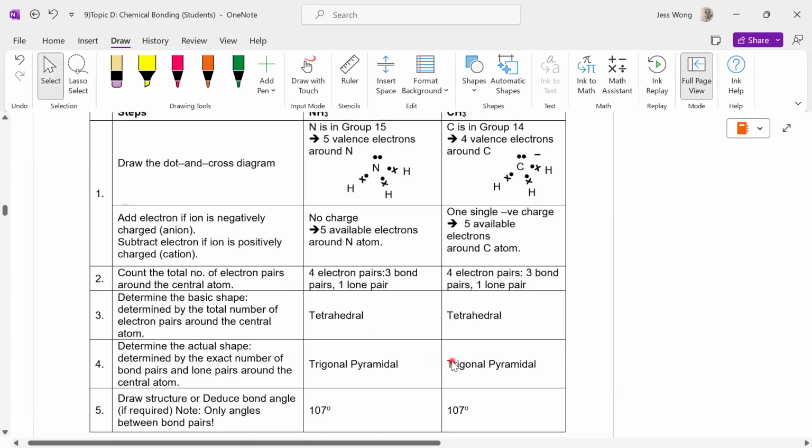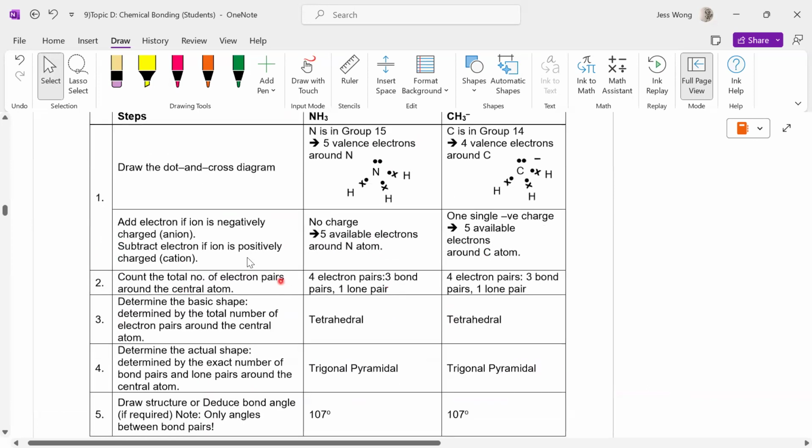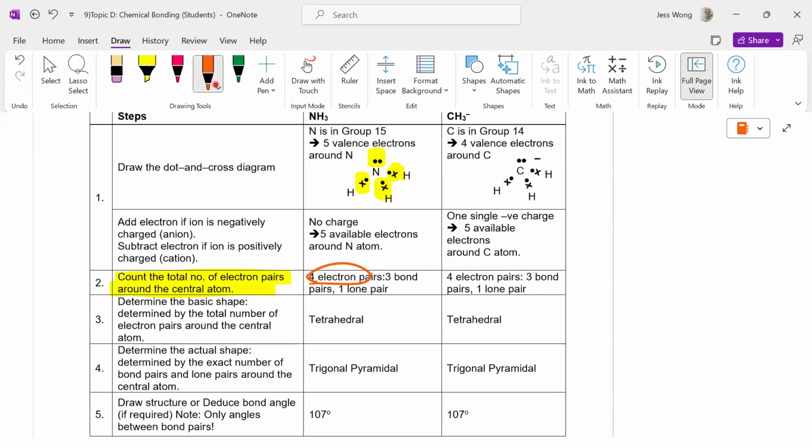So for example here, NH3. First thing, you draw the dot and cross. Second thing, you count the electron regions, or electron domains. So I have 1 region, 2 regions, 3 regions, 4 regions. So with the 4 electron regions in mind, I will now determine the electron geometry.